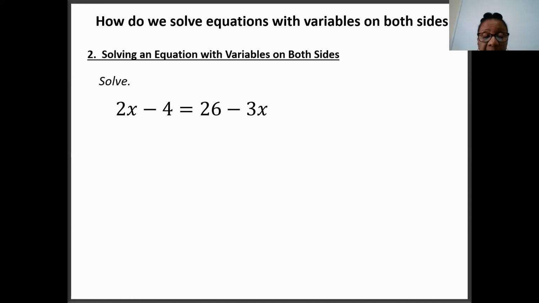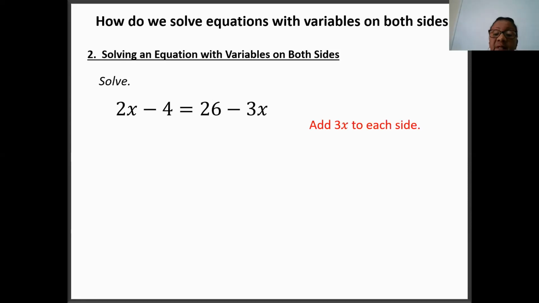Is anyone finished with that? Kenisha is saying she got x equals 6. Cherish and Amia are also saying x equals 6. Okay, let's continue. So what should we do?